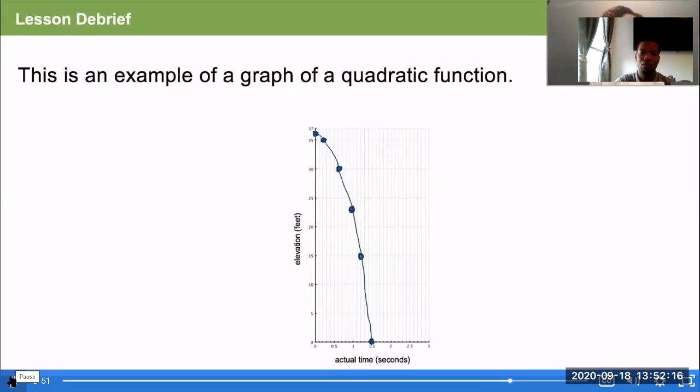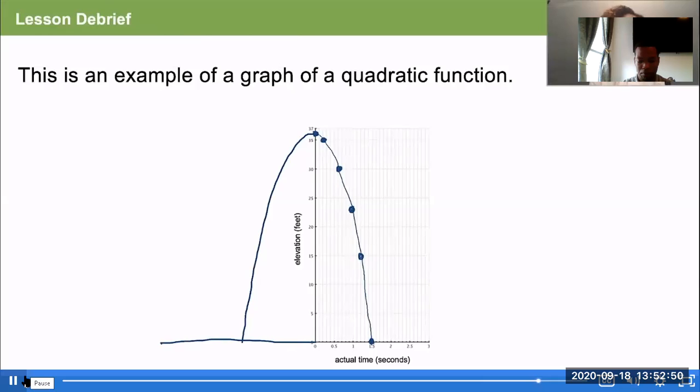When we take a look at this graph that we just created in the lesson today, we can quickly notice how this graph looks different from the one that we created in Module 1, Lesson 1, because this graph has a curve. We can also draw our x-axis and reflect this curve over the y-axis and create an example of a graph of a quadratic function.